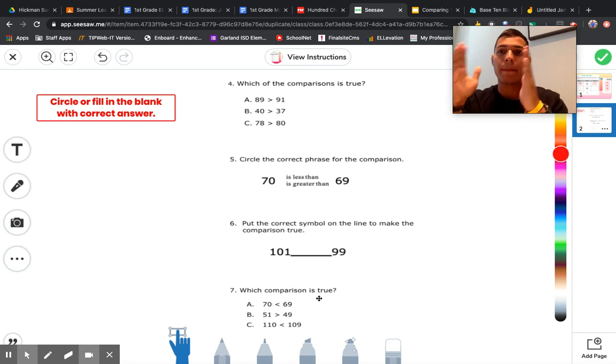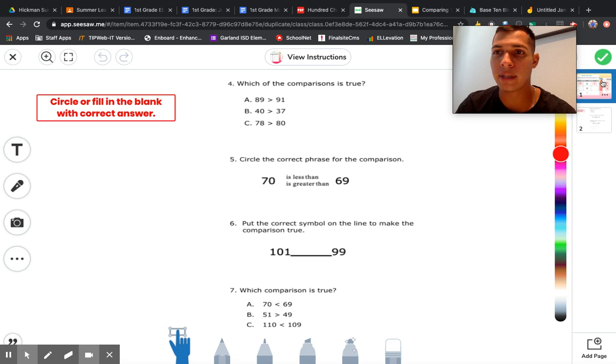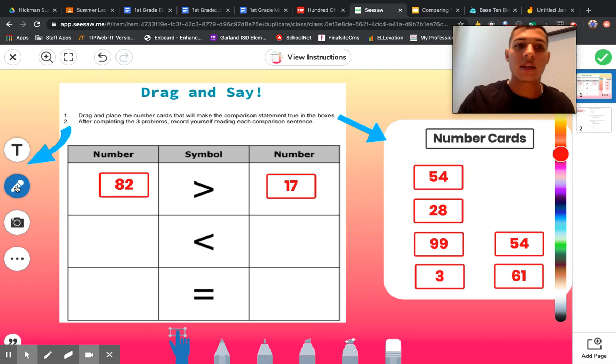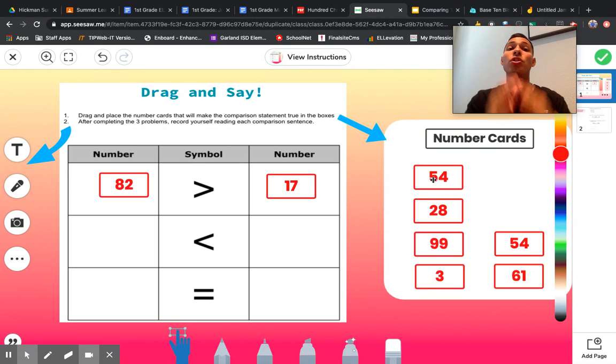Oh, sorry. Pause, time out, stop. Go back. Let's go back. I've messed up. Mr. E messed up. After completing the 3 problems, we will record us reading the sentences. Once you're done filling these statements out, you will hit this record button right here, the one I'm hovering over that's turning blue, okay? And then you will record yourself saying the statement, just like this. 82 is greater than 17, okay? And you will continue to say the other two. Then you will hit that to stop it. And then once you say those, you are done with page 1, slide 1.